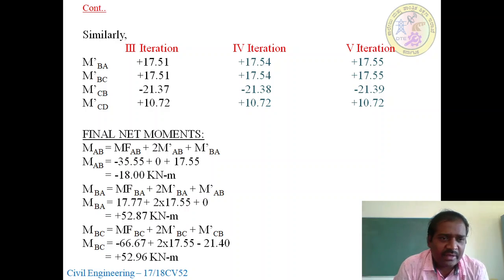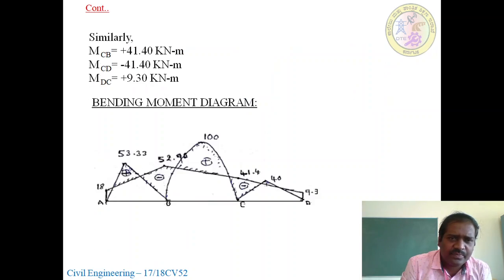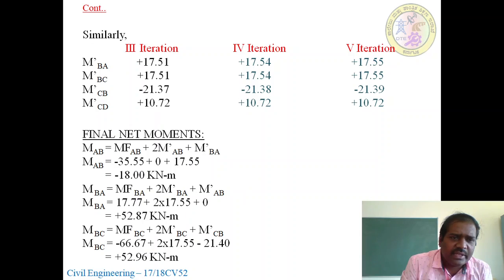And similarly, MBA is equal to MFBA plus 2m dash BA plus m dash AB. So BA is the near end and AB is the far end. 17.77 plus 2 into 17.55 plus 0. The value is plus 52.87. And similarly, MBC is MFBC plus 2 m dash BC plus m dash CB. So put the values from the fifth iteration.